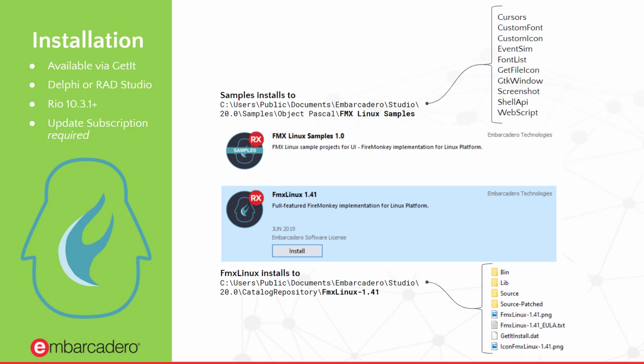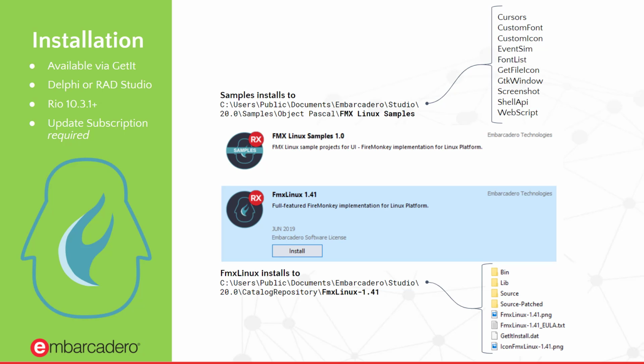Installation. Go into GetIt, type FMX Linux. You'll see two options, FMX Linux samples and FMX Linux. FMX Linux samples, you see a list of the samples that are included there. They're installed in your samples folder, and FMX Linux is installed in your catalog or project directory. You don't really need to know that. I just thought I would include that because that's the behind the scenes minutia that I always find interesting, is where things are at.